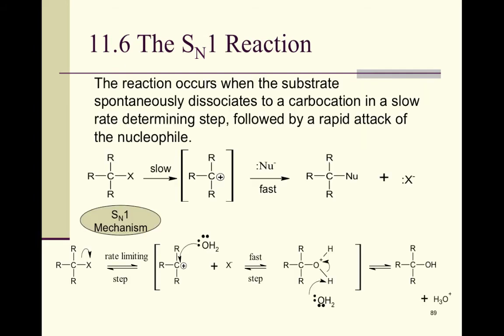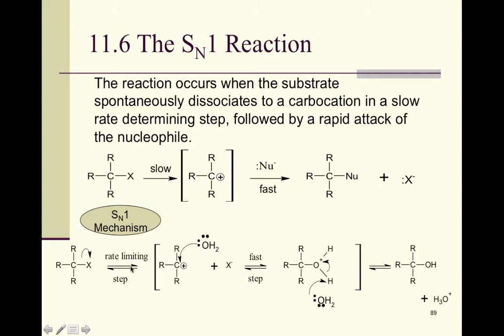The SN1 reaction occurs when the substrate spontaneously dissociates to a carbocation in a slow rate determining step, followed by a rapid attack of the nucleophile. On the top part here, we show the alkyl halide, and this is a slow step. The carbocation is formed, and in the fast step, the nucleophile comes in, and now we have a substitution for the nucleophile where the leaving group was. Down here, it's showing us a mechanism in a little more detail. The pair of electrons are going to go to the leaving group in this rate limiting step. So it says that this is a slow step.